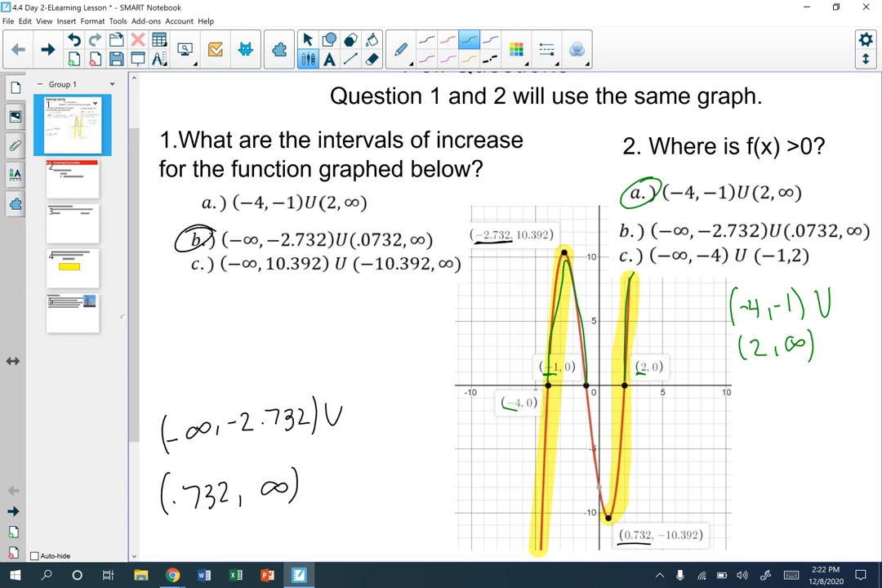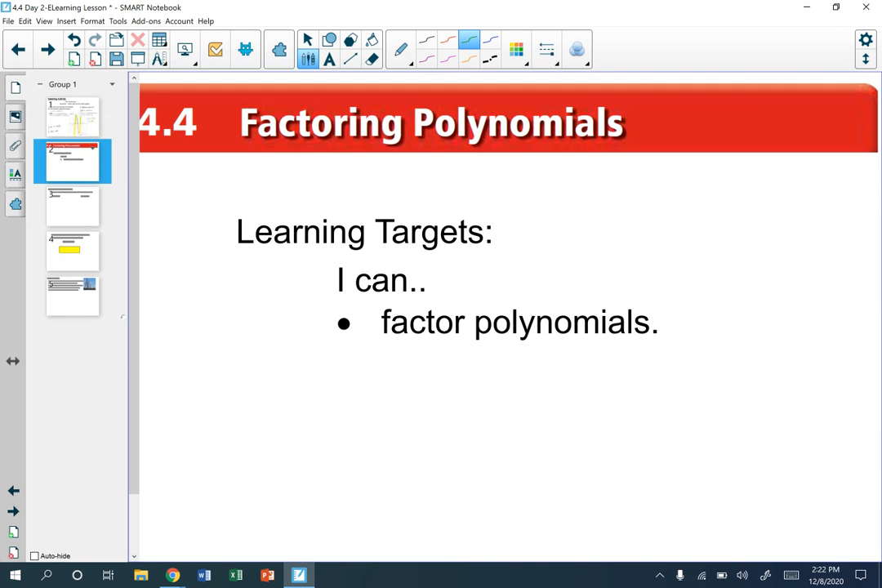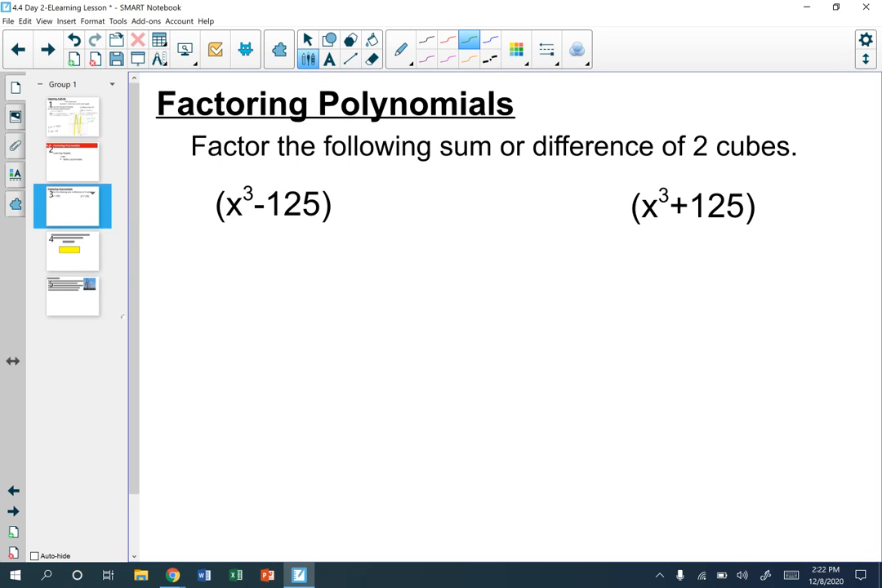All right, so 4.4 day 1 was factoring by grouping as well as finding the greatest common factor and pulling that out. Today we're going to look at factoring the sum or difference of two cubes. So we can't factor this by grouping, right? And there's nothing in common to take out. So what do we do here?